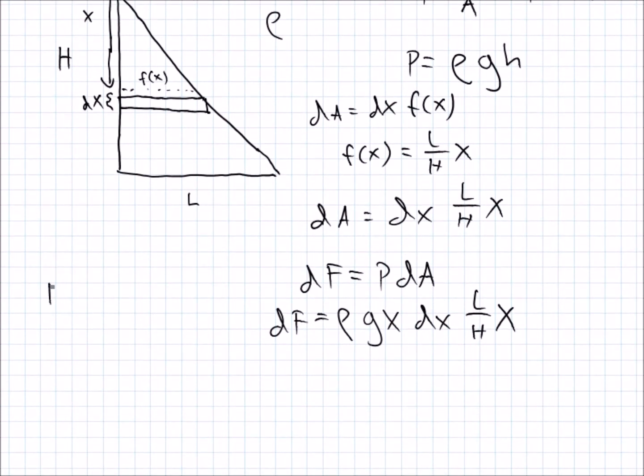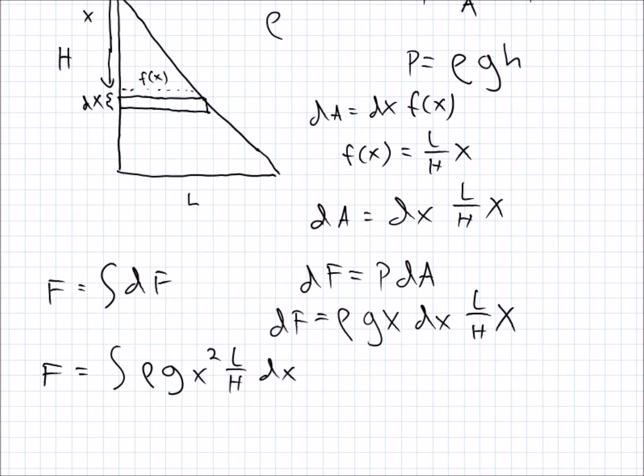Remember that F is equal to the integral of dF, right? And so dF is all of this mess right here. I've got two x's, I can make that into an x squared, and I usually like to write the dx at the end. And so we get that F is equal to the integral of rho g x squared L over h times dx. Now rho, g, L, and h, those are all just constants, right? They can be written out in front of the integral.